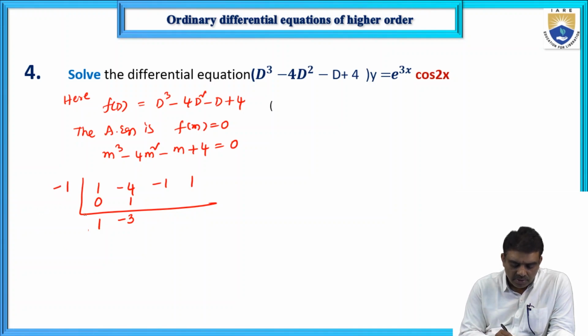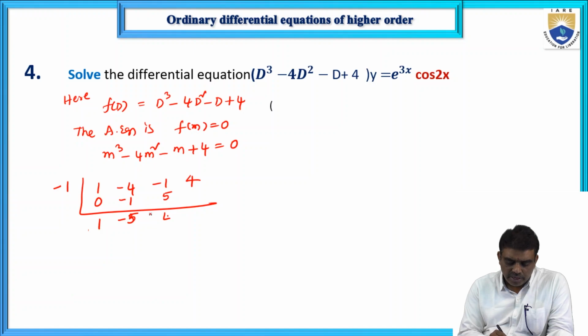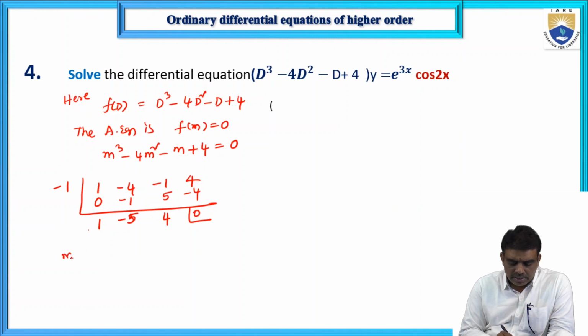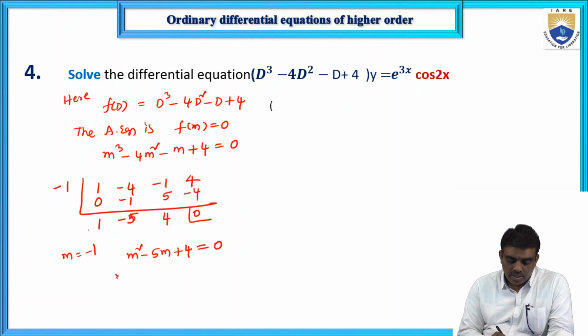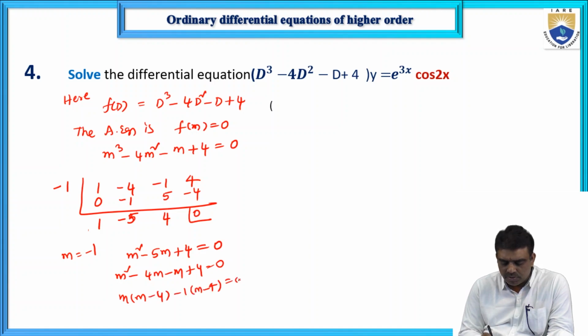If you put minus 1, what will be the case? Minus 1, minus 5, plus 5. 5 minus 1, 4. Minus 1 into 4, minus 4, that is 0. So m is equal to minus 1 is the root of the equation. Then the equation m square minus 5m plus 4 is equal to 0, or m square minus 4m minus m plus 4, 0. Or m into (m minus 4) minus 1 into (m minus 4) is equal to 0. Or m is equal to 1, 4.